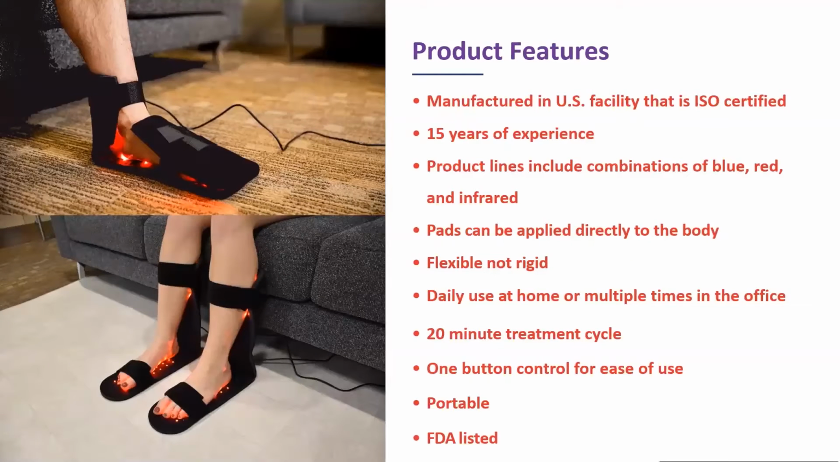So let's summarize some of the product features here. HealthLight is manufactured in the US in a facility that is ISO certified. We've got over 15 years of experience in this light therapy space. Our product lines are going to include blue, red, as well as infrared lights. And these pads can be applied directly to the body, unlike some others on the market where you have to stand a foot or more away and lose a lot of the intensity of the light. They're highly flexible. They're not rigid. You can see in the top photo how it can bend over the foot, or in the bottom how it can be opened up and treat somebody.